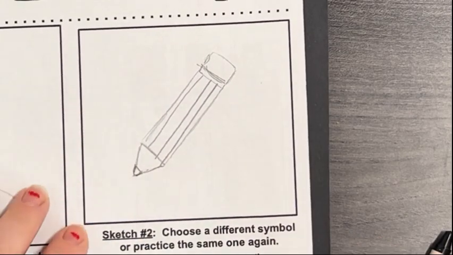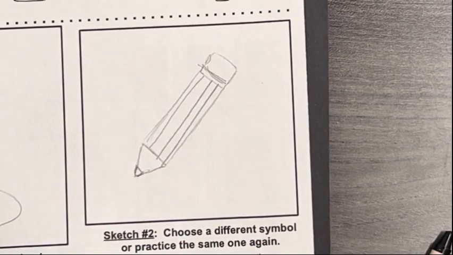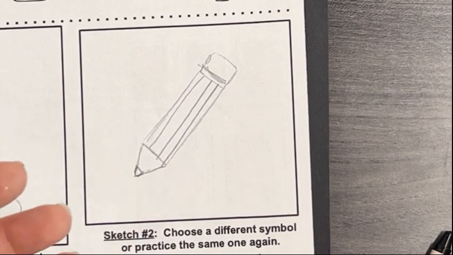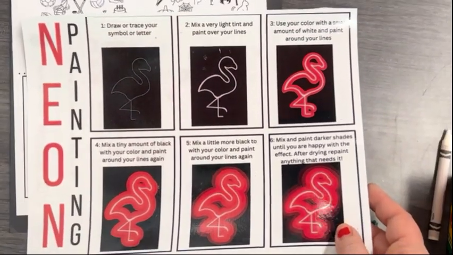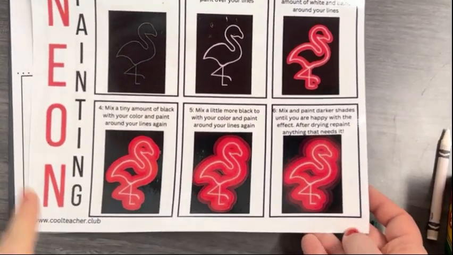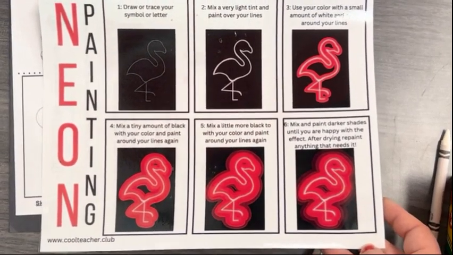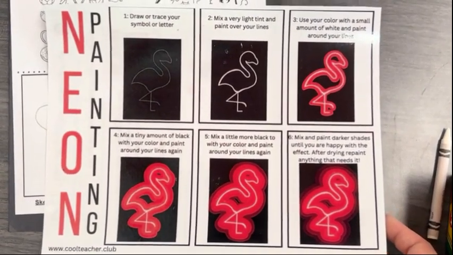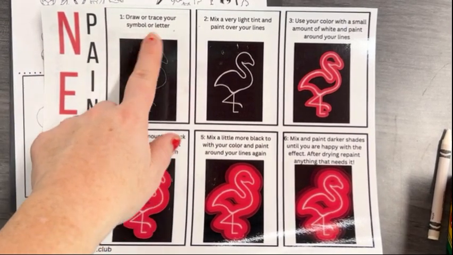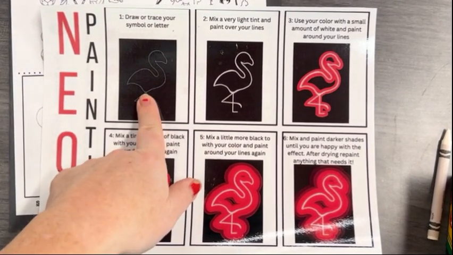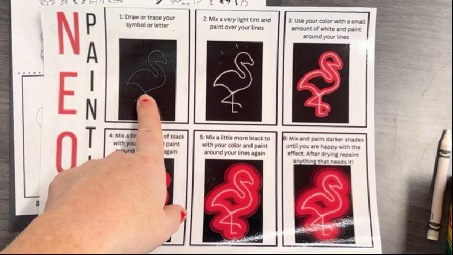I want to think about how I am going to go around it. So when we go to do our project, we're going to break it down into these few things here. This is an example from the Cool Teacher Club. She has a lot of really great resources, and I recommend that you get some of her other ideas too. We're going to trace our drawing, our symbol, onto our black paper.